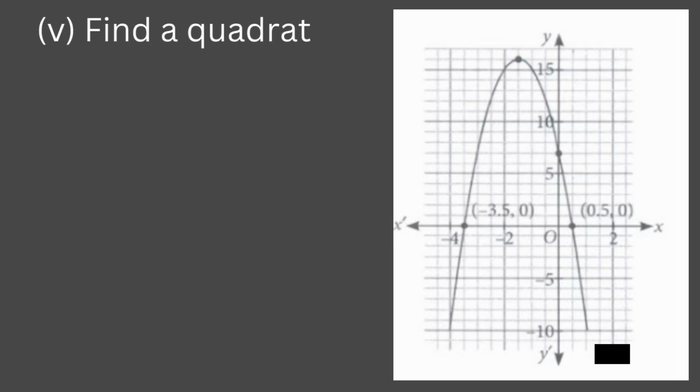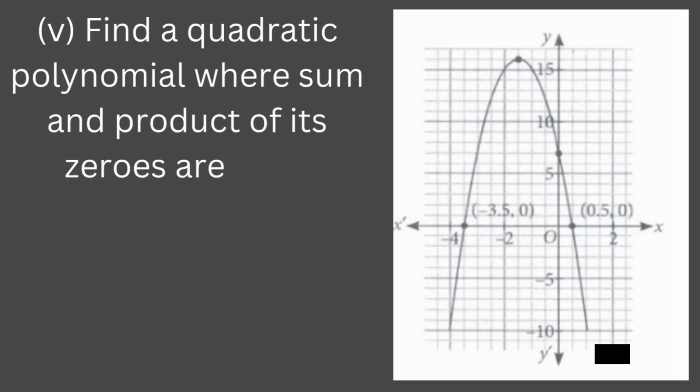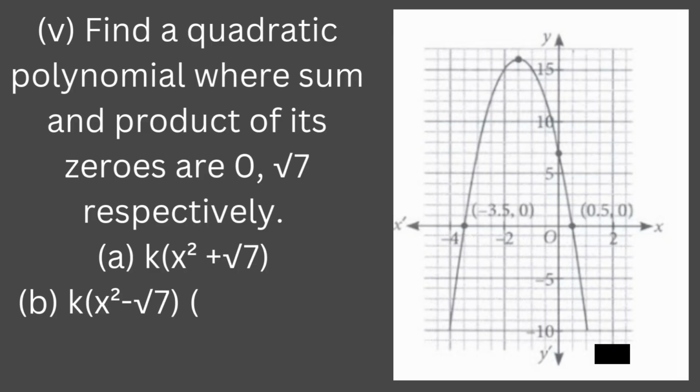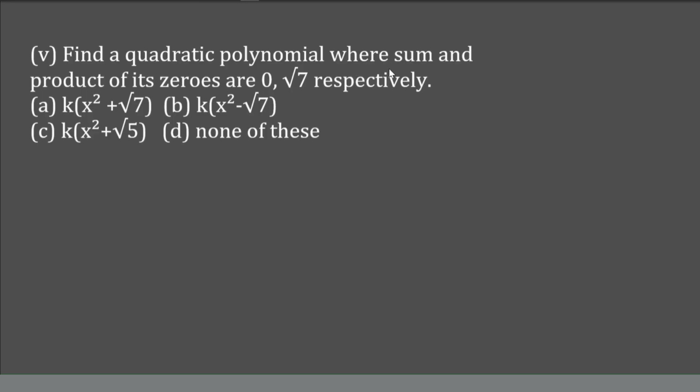In the final, that is the fifth part, it says find a quadratic polynomial whose sum and product of its zeros are 0 and under root 7 respectively, and we are given these as the options. So what we are given here is that the sum of the zeros of the polynomial is 0 and the product of the zeros is under root 7. So in order to frame the polynomial, first of all, I'll write down the sum, which is alpha plus beta, given as 0, and the product of the zeros, which is alpha beta, is equal to under root 7.